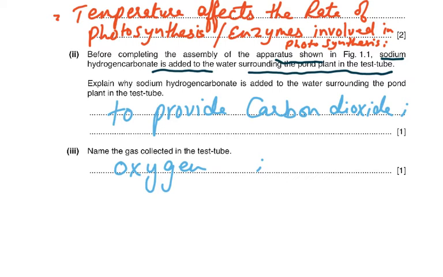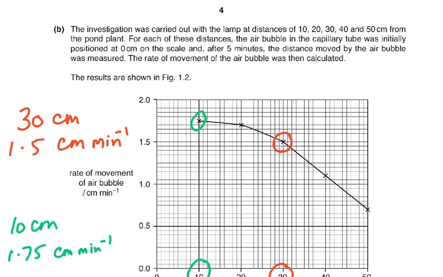Name the gas collected. Naturally it would be oxygen because it's photosynthesizing. So oxygen is going to be produced and is going to collect there. Then we come to the B part of the question.